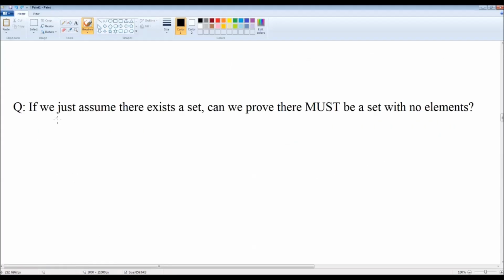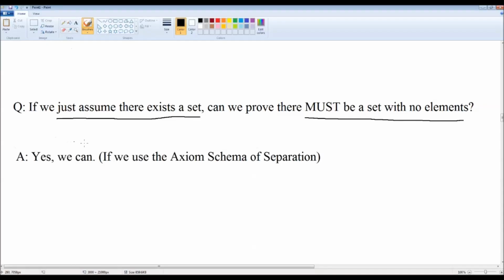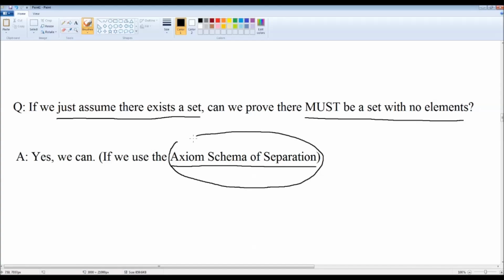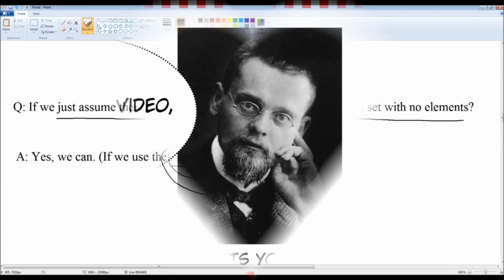So question, if we replace the first axiom and just assume that there exists a set without knowing anything else about it, can we prove that there must be a set with no elements? The answer is yes, we can, but we got to use the axiom schema of separation to do it. Stay tuned, as in the next lecture, we're going to take a deep dive into this recipe for an infinite number of axioms.